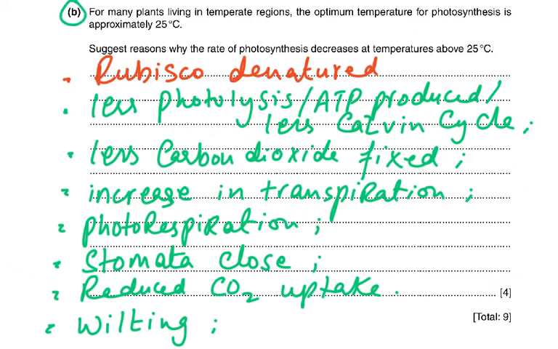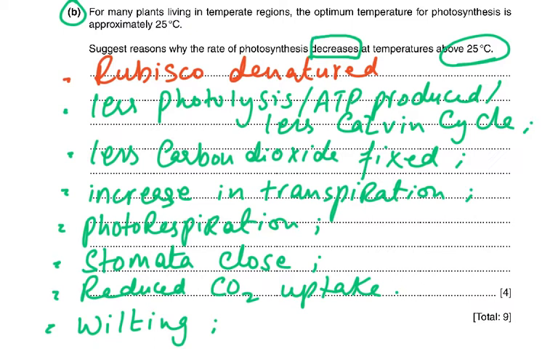Then part B of the question says, for many plants living in temperate regions, the optimum temperature for photosynthesis is approximately 25 degrees Celsius. Suggest reasons why the rate of photosynthesis decreases at temperatures above 25 degrees Celsius. So the rate decreases. Now read the question carefully.